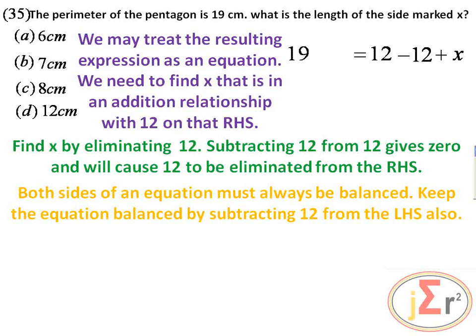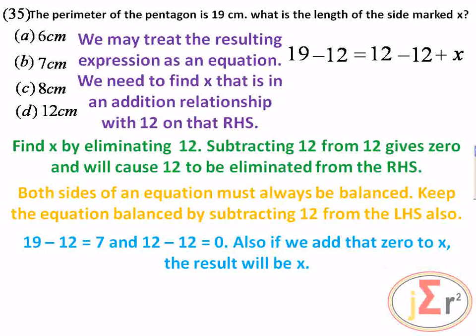So we need to find x. Therefore, we need to eliminate anything that is on the same side as x. On the same side as x, we have 12. We need to eliminate 12, therefore. Eliminating 12 means that we need to subtract 12 from that right-hand side. But we have an equation, and we cannot just do something to one side, else it is not going to be balanced. In order to keep the equation balanced, we subtract 12 from the left-hand side also.